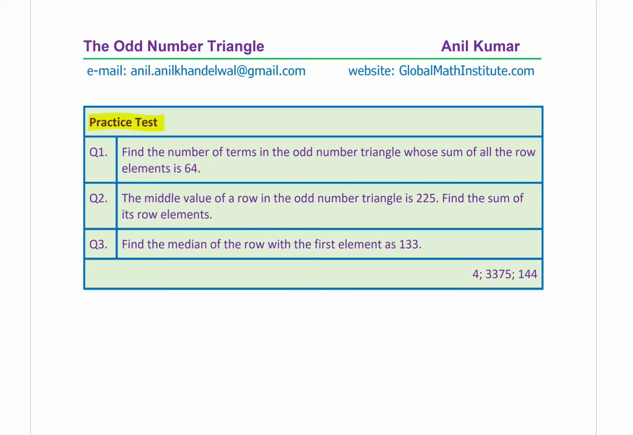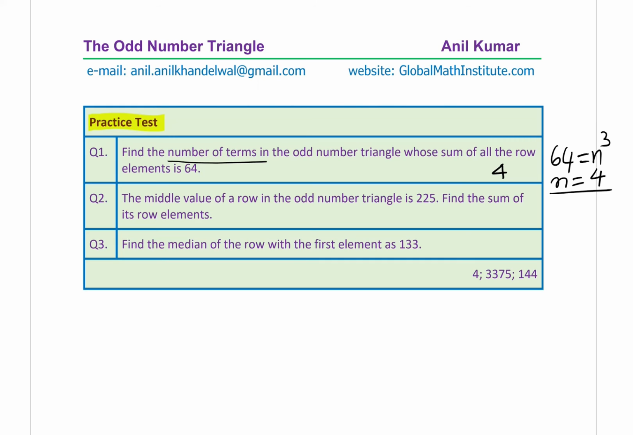The very first question here is, find the number of terms in the odd number triangle whose sum of all the row elements is 64. So 64 should be equal to what? 64 is sum of all elements in an odd number triangle, right? So sum of all elements in a row is basically n cubed. So from here we can find that n is cube root of 64, which is 4. Now if n is 4, we need to find the number of terms. Number of terms is same as the value of n. So we get the answer 4 in the first case.